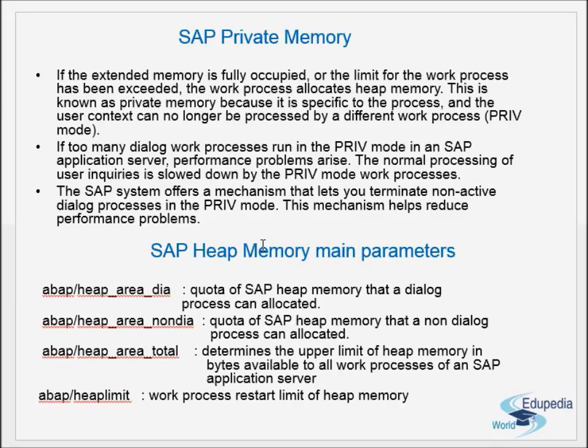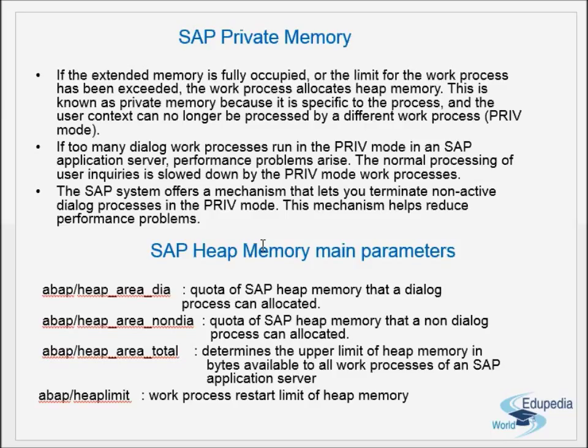This mechanism helps reduce the performance problems. Because this condition may arise sometimes, knowingly or unknowingly, we can set a maximum time. After this time, the work process in the priv mode releases that task. It simply restarts. Say, for example, 20 minutes, the work process is in priv mode.